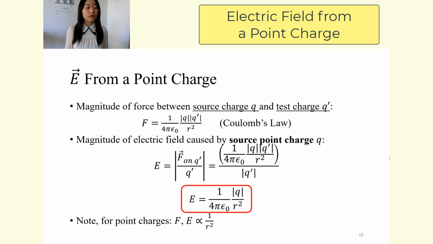would be the absolute value of the force on Q prime, the test charge, divided by the test charge. So we substitute Coulomb's law into the force on Q prime, then divide this by the magnitude of Q prime. Then we get this. The electric field caused by the source charge is 1 over 4 pi epsilon naught times the magnitude of the source charge divided by distance squared. Note that for point charges, the force and electric field are proportional to 1 over distance squared. So the further away the test charge is, the smaller in magnitude the force and the electric field are.